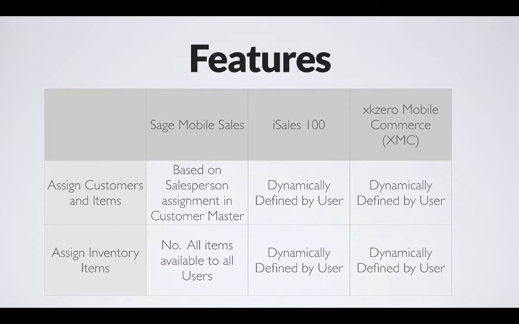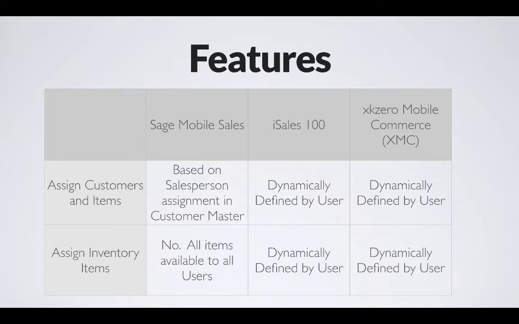When it comes to assignment of inventory with Sage Mobile Sales, you have to upload the customers to the Sage Mobile Sales portal, and you also have to upload the inventory items to the portal. Once those items have been uploaded at the item level, they're accessible by any salesperson on Sage Mobile Sales.